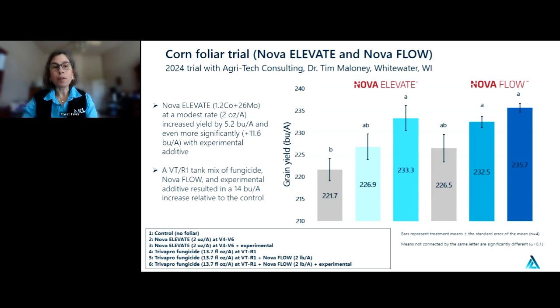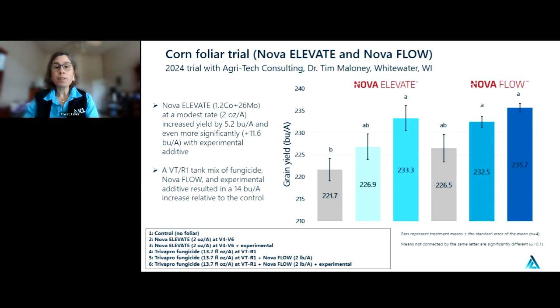So another one, this one is in particular in Wisconsin, is looking at trying to apply the Nova Elevate at an earlier time period. Again, this is the high moly and cobalt amounts in it. So we do have a low use rate. It is only 2 ounces per acre as a foliar application. But you can see here the significant yield response that was achieved with 5.2 bushels for putting on the Elevate by itself. And then when we put it on with an experimental additive to enhance the nutrient uptake, we saw an 11.6 bushel increase.